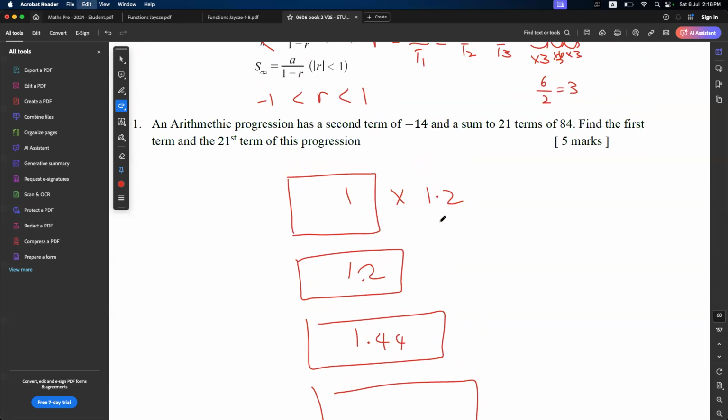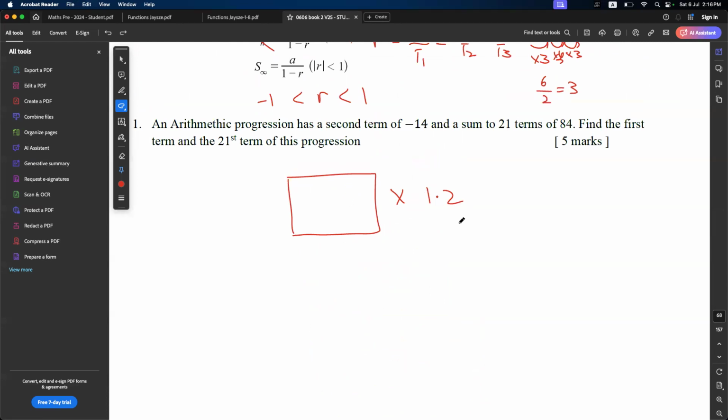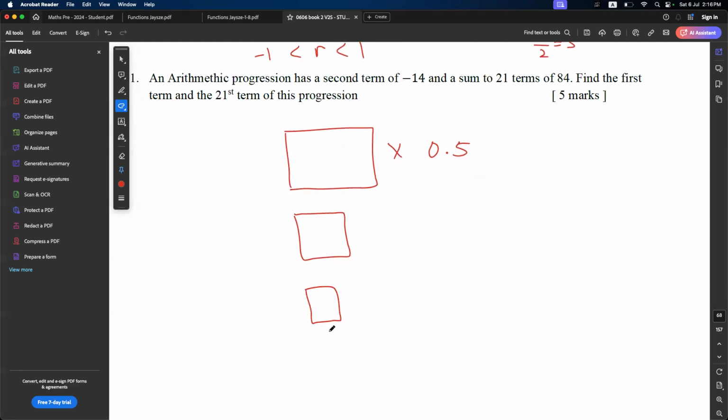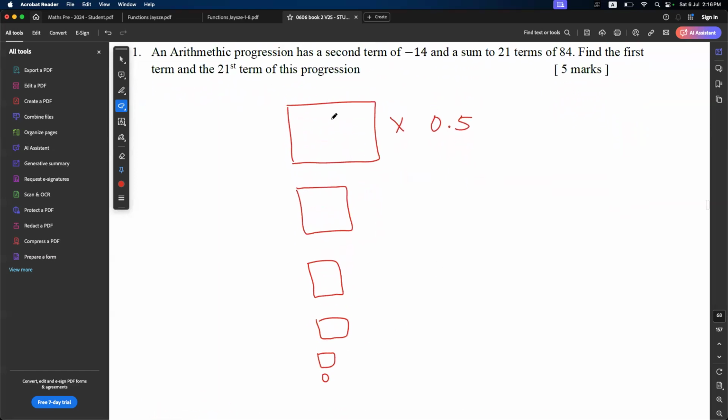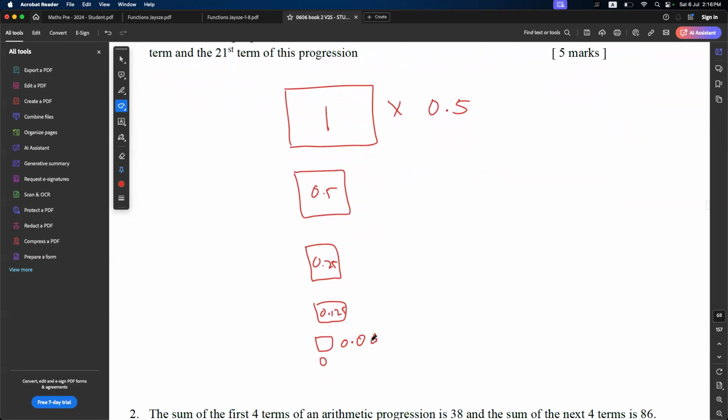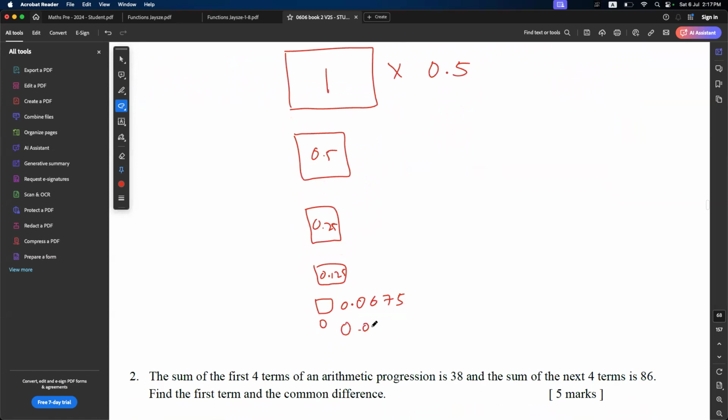But instead, if the R value was something less than 1, let's say it's 0.5 is the easiest example. The next one is going to be half of that value, right? And the next one is going to be half of that, and then half of that, then half of that, then half of that. In terms of numbers, this is 1, 0.5, 0.25, 0.125, 0.0675, and then 0.03 something 375, something like that, okay?